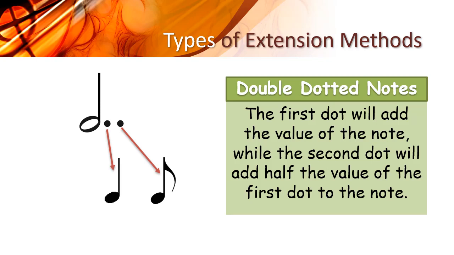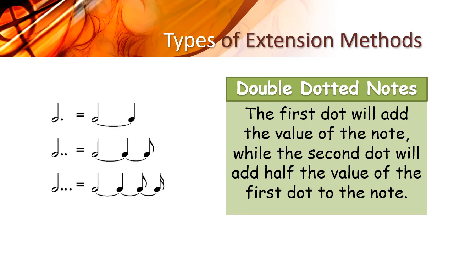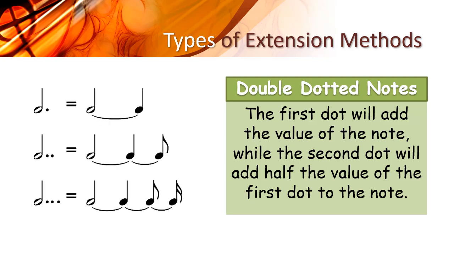And so if the half note is 2 beats, the quarter note will be 1 beat, and then the 8th note will become half a beat. We can add all of them up, that will give us 3.5. Okay, so that's how we extend. And so if we are going to perform, we are getting a 3.5 beat by adding a double dot to a half note.